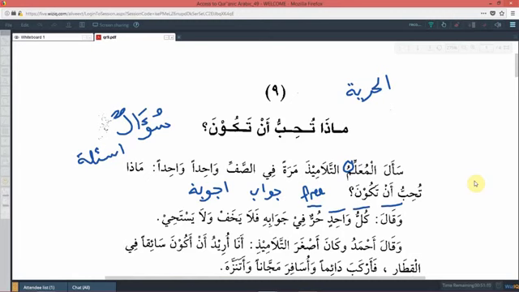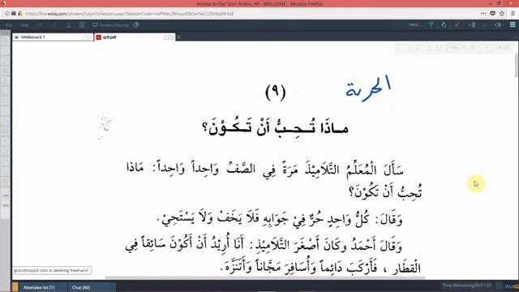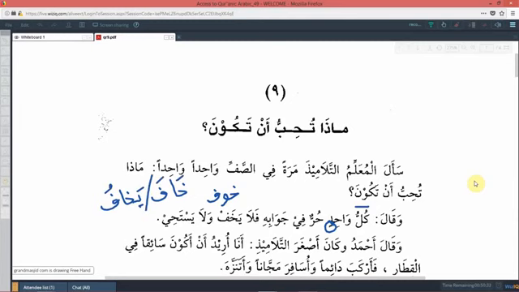So وقال كل واحد, everyone, and after kullu, the noun is always going to be majroor, mudaf ilayh. وكل واحد حر, and everyone is free, في جوابه, in his answer. فلا يخف, so don't be scared. From khafa, you look it up, kha, waw, fa, but the verb is khafa, yakhafu, right? Yakhafu. Okay, to be scared. فلا يخف.